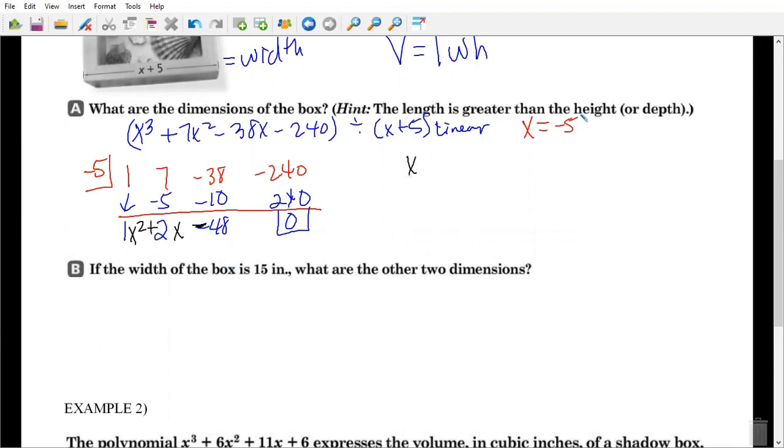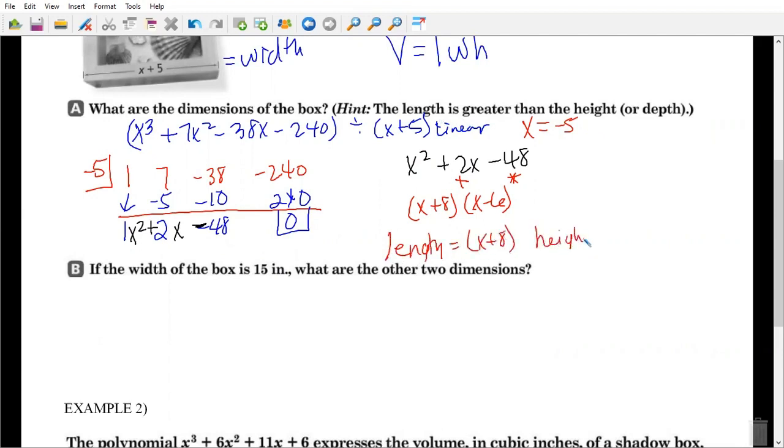So I'm going to factor that to find my length and my height. So we have x squared plus 2x minus 48. So I'm asking myself, what multiplies to give me -48, but adds to give me 2? Positive 8 and a -6. Agreed? So the hint says my length is greater than my height. So that means my length has to equal x plus 8, and my height has to equal x minus 6.